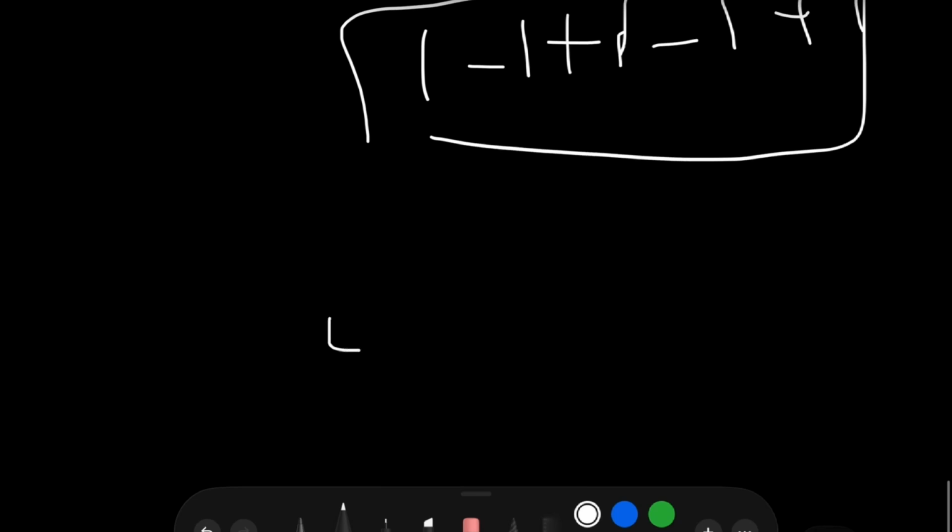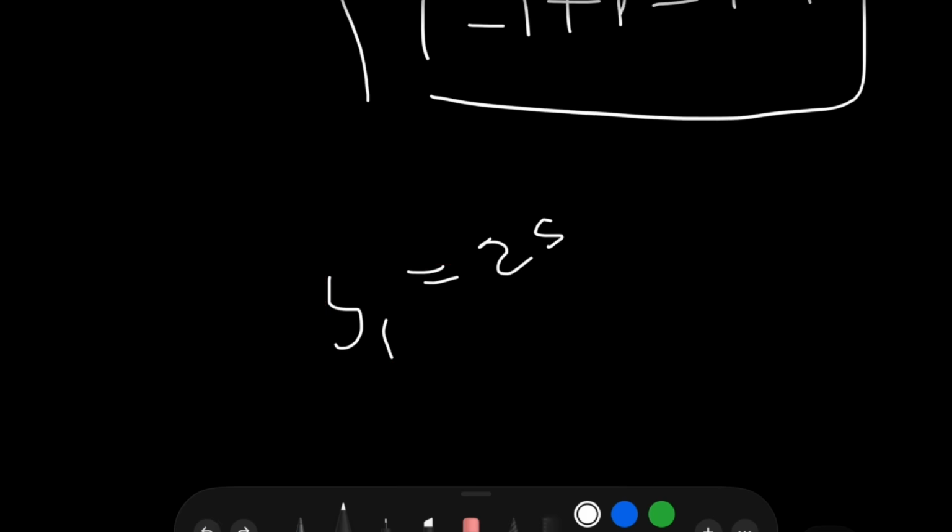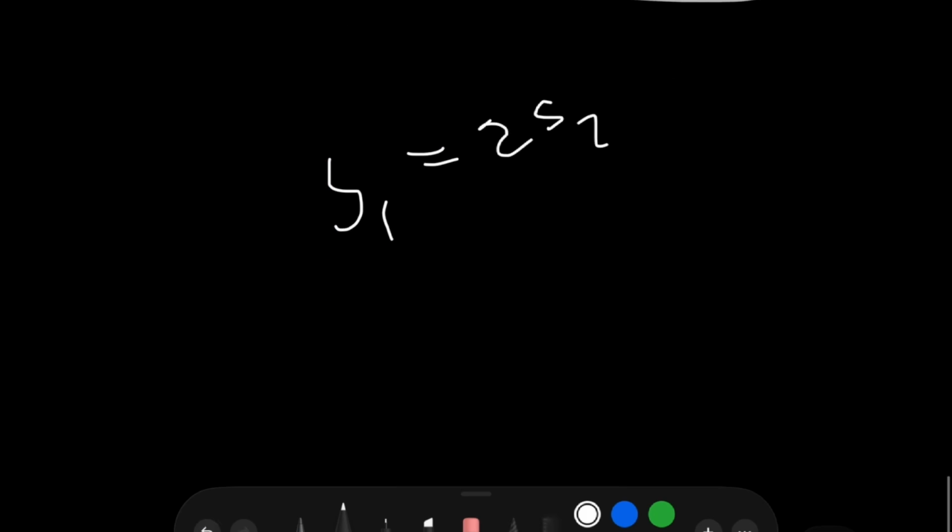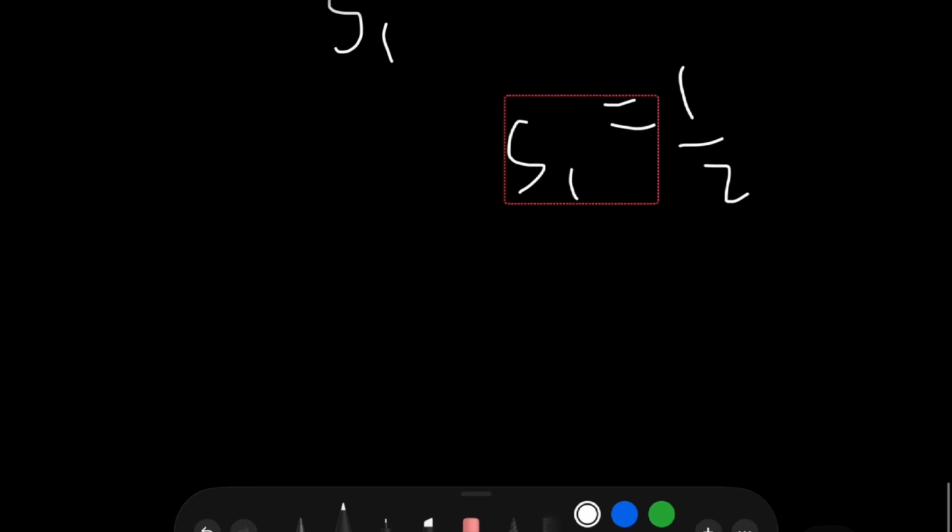So if S1 equals 2S2, and we know that S1 is 1/2, that means we just divide a half by 2. That means S2 is 1/4.